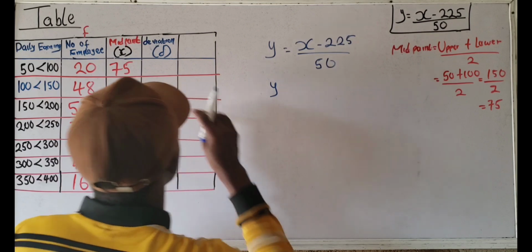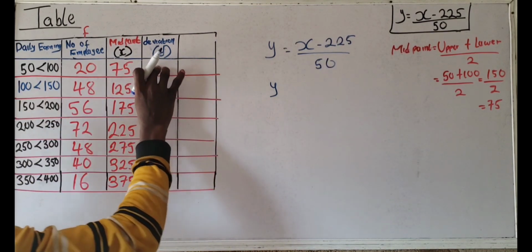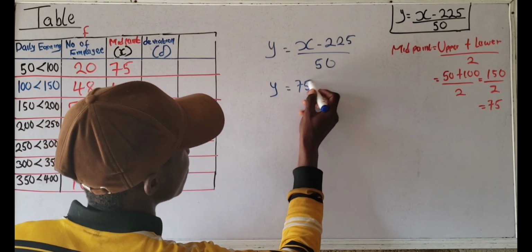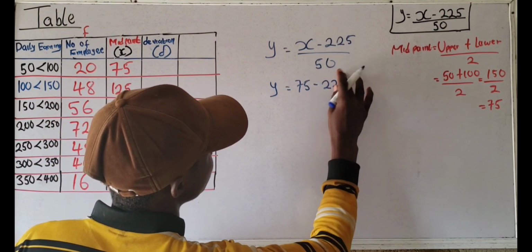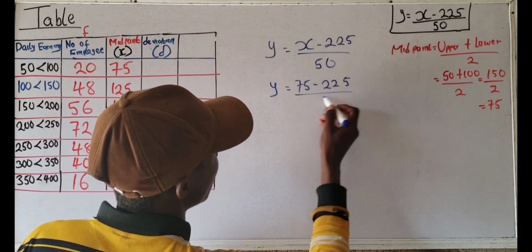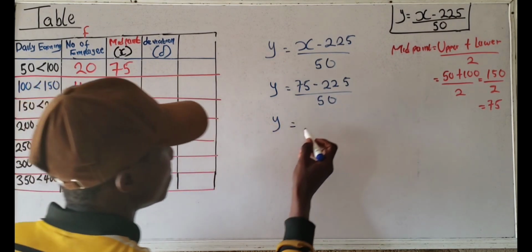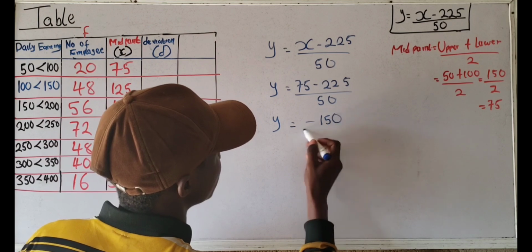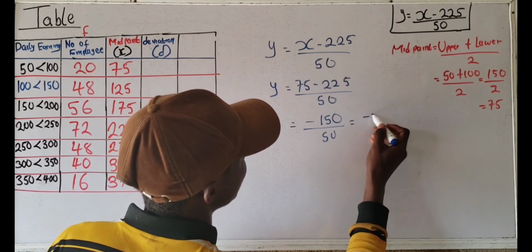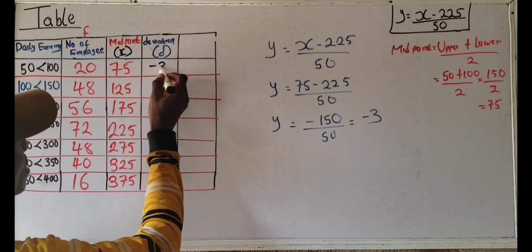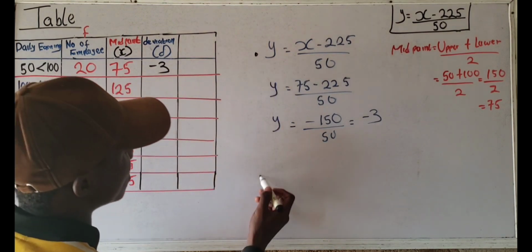So now, to get the value of this cell, I'm going to replace x as 75. So I'm going to have 75 minus 225, all over 50, okay? So 75 minus 225, that is negative 150. Negative 150 over 50, that is what? Negative 3, okay? So here, I'm going to have negative 3. Okay, let's get the second one.